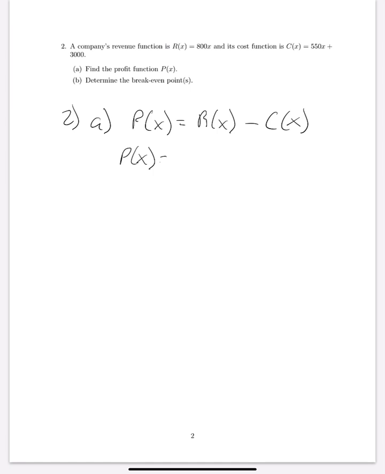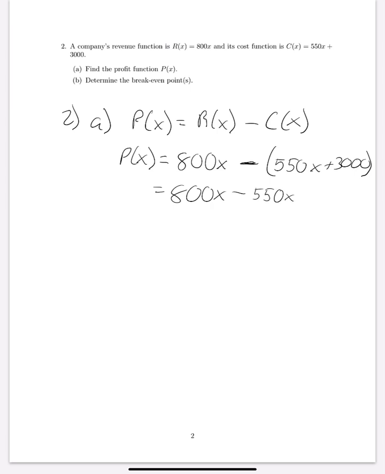So profit of x is equal to my revenue, 800x, minus, here's something that a lot of people miss, you have to subtract off the entire cost function. So I have 800x minus 550x minus 3,000. This is the part that a lot of people miss, the minus the 3,000 there. So make sure you are subtracting off the entire cost function. All right, 800x minus 550x is 250x minus 3,000. So here is our profit function.